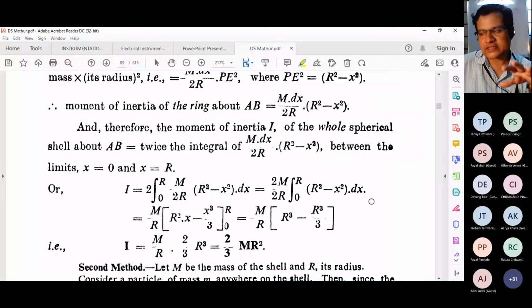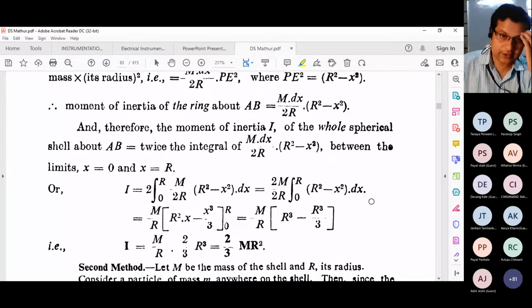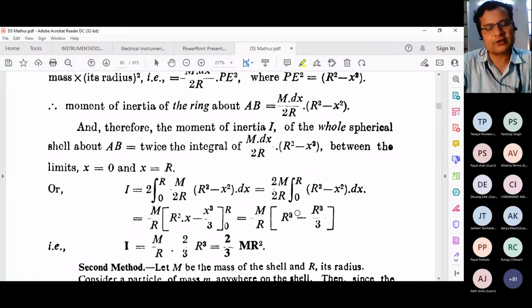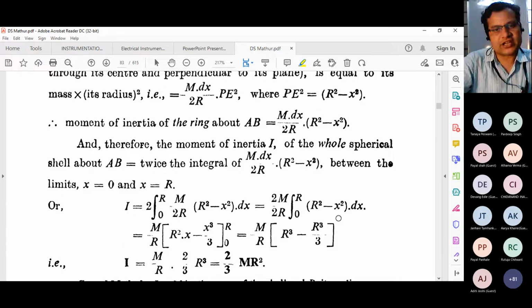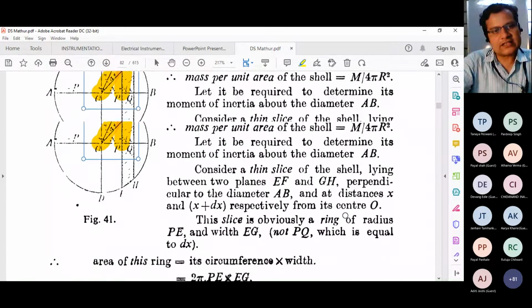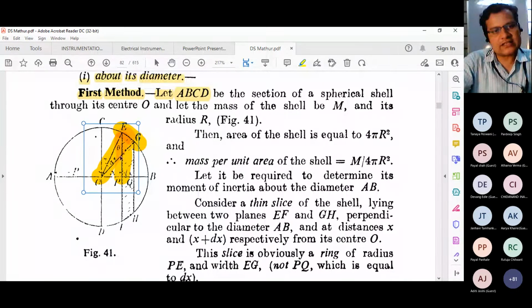So again, to summarize what we have done in this 20-minute discussion: for the spherical shell, here we want to determine the moment of inertia of the spherical shell. How do we do that? By considering a small spherical portion, we cut it into a plane.